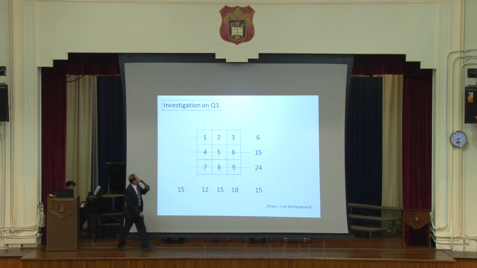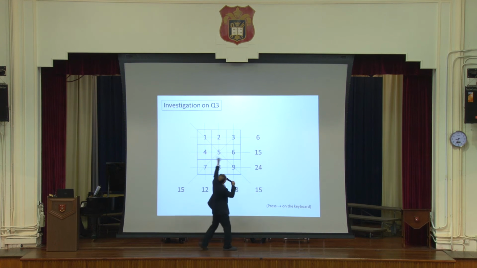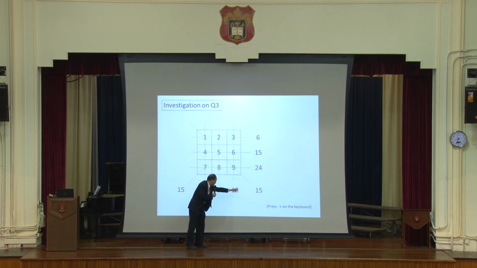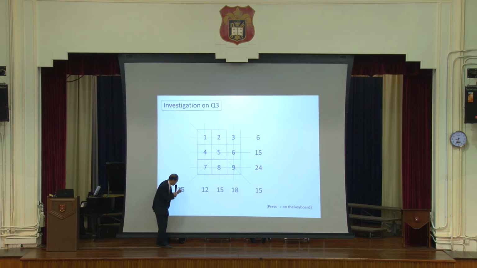So what do you find out? So the sum of the first row is 6. The sum of the second row is 15. A little bit encouraging because what we need is 15. And then the sum of this row is only 24. The sum of this diagonal is 15. Not encouraging. This is not promising. This is encouraging. This is not. This is.